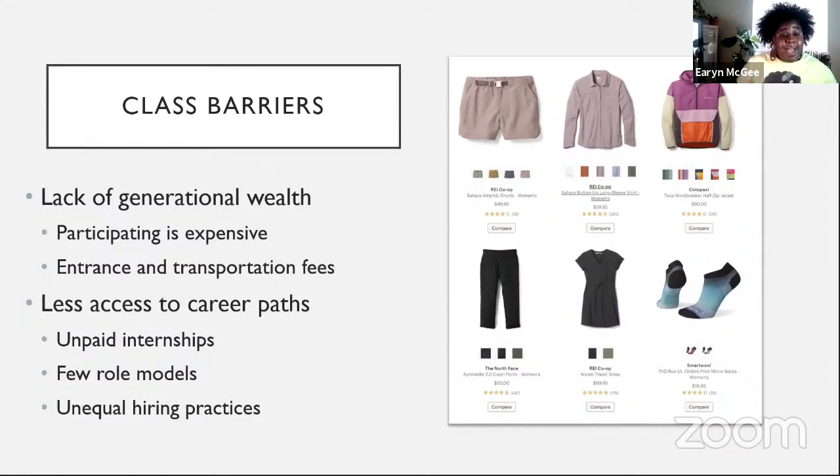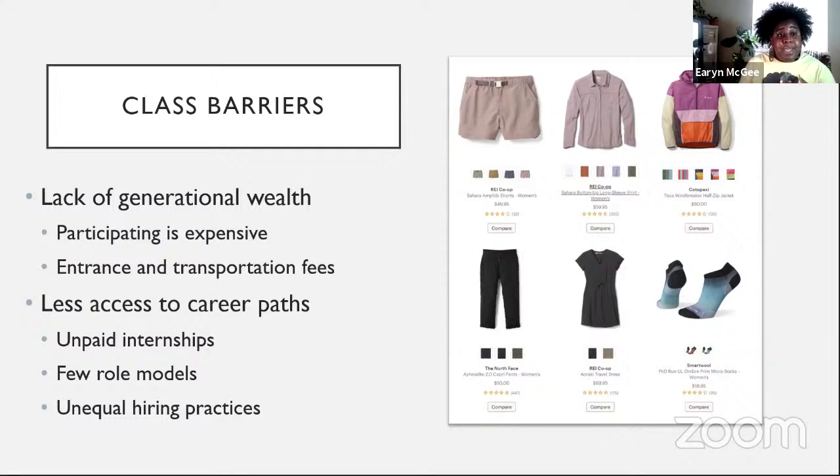So again, how I said that these barriers really influence one another, lack of generational wealth comes from racism and redlining and segregation. And so when you don't have that wealth, you can't afford to buy the proper equipment and you can't afford to actually do the activity that you want to do. So if you think of rock climbing, once you have the proper gear, then you also have to pay to go in and practice at a gym or something. Then you have to think about entrance fees and transportation fees. This stuff starts to add up.